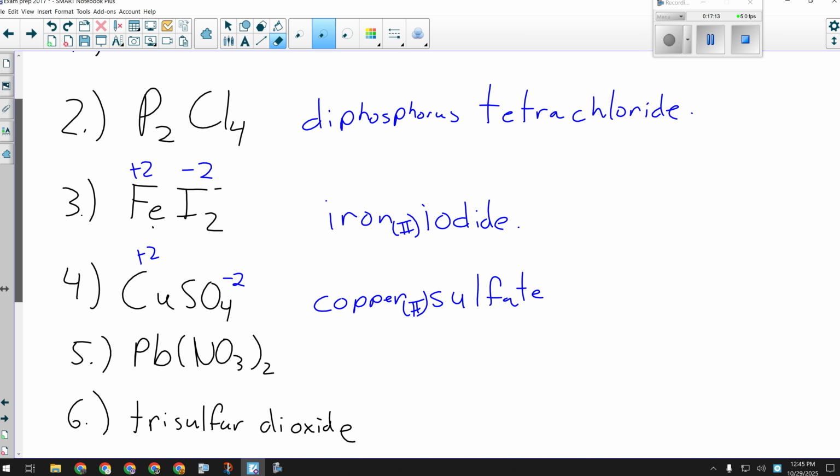All right, and then number 5, ionic or molecular? It's ionic. Lead's a metal. Okay, so write the name of the metal, lead. Write the name of the non-metal, nitrate. Okay, anything else? Roman numeral. Lead's got more than 1 possible charge, 2 or 4. Okay, nitrate is always a -1. How many nitrates are there? 2. Okay, so I've got 2 negative charges. There's only 1 lead to get that 2 from, so this is lead 2.